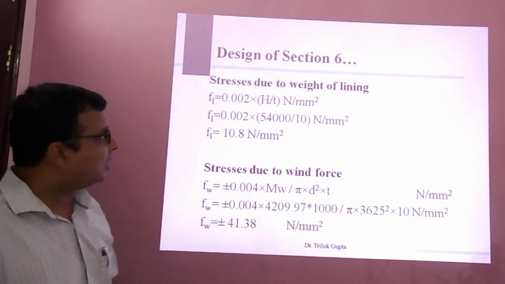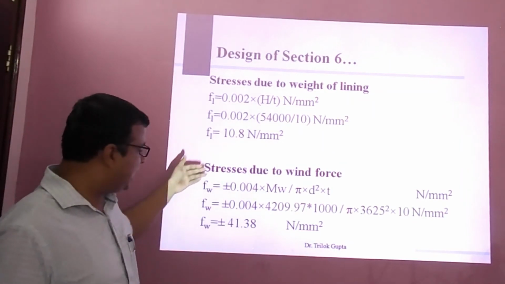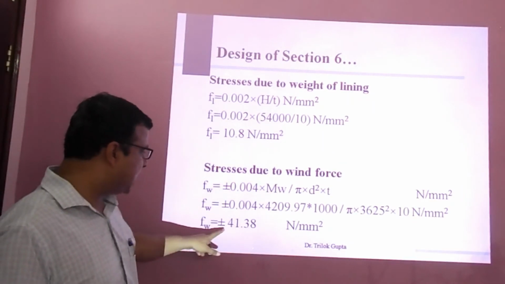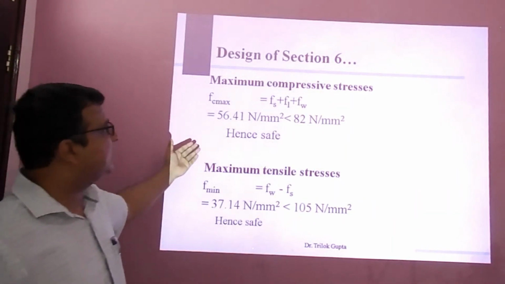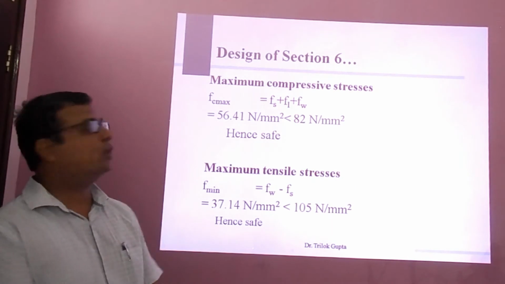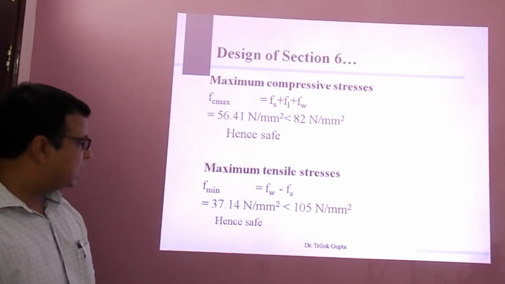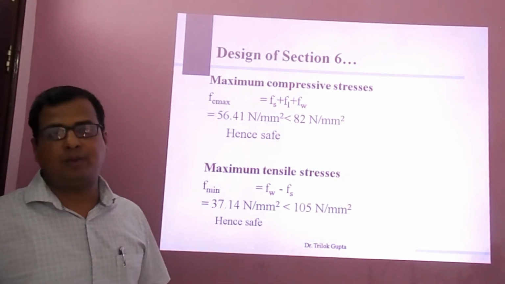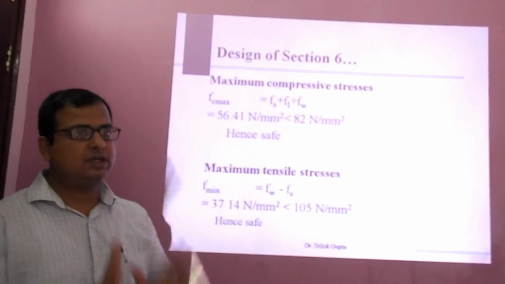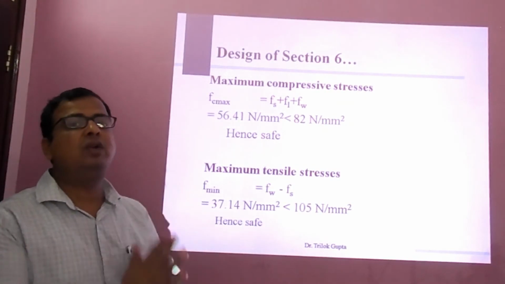Now the stress due to the weight of lining is 10.8, and the stress due to the wind force is 41.38. Now we calculate the maximum compressive stress, 56.41, which is less than 82, and the maximum tensile stress, that is 37.14, which is less than 105 Newton per mm square. So this is all about the design of the chimney from section 1-1 to section 6-6.